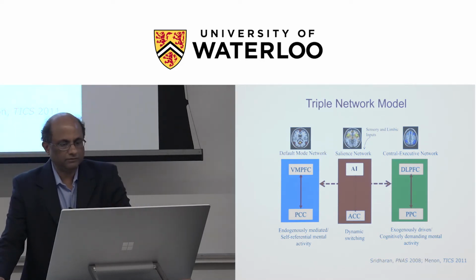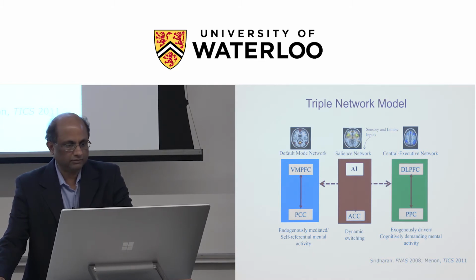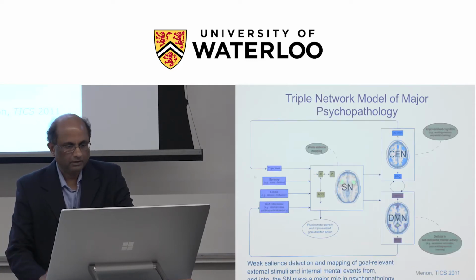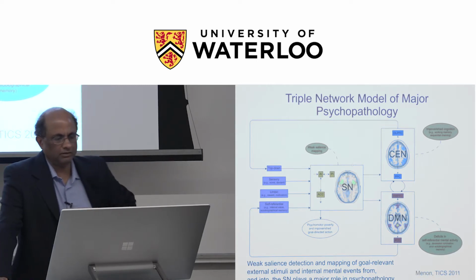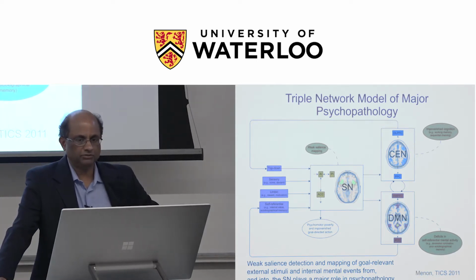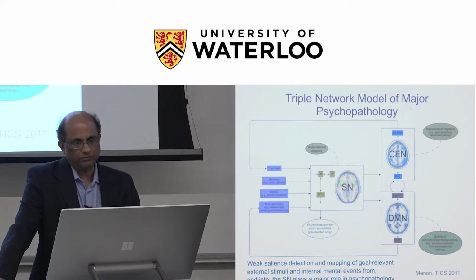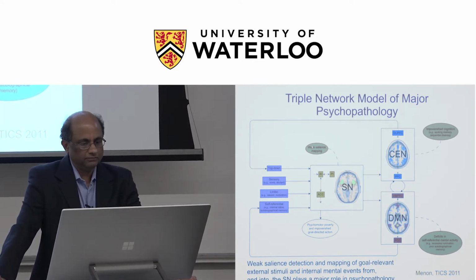And so this is just to refresh you on this model of inputs into these systems, and we've shown that there's a very strong signaling outflow into the central executive network and suppression of the default mode network. Based on this, we've proposed what I think might be one of the more general models of thinking about major psychopathology. And the idea is very simple.